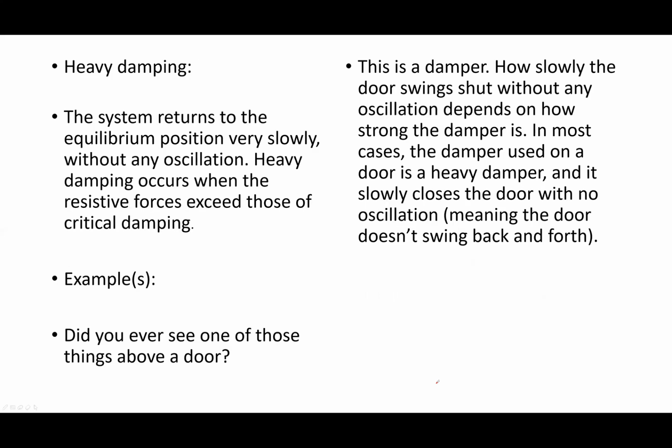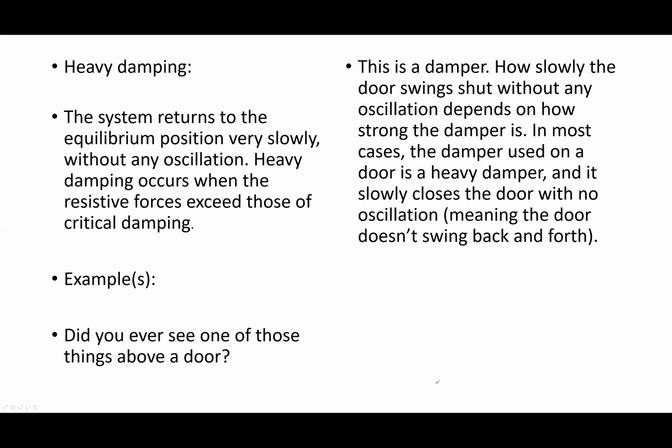Now, heavy damping. The system returns to equilibrium position very slowly without any oscillation. Heavy damping occurs when the resistive forces exceed those of critical damping. So in critical damping, there might be a mild oscillation. In heavy damping, there is no chance.